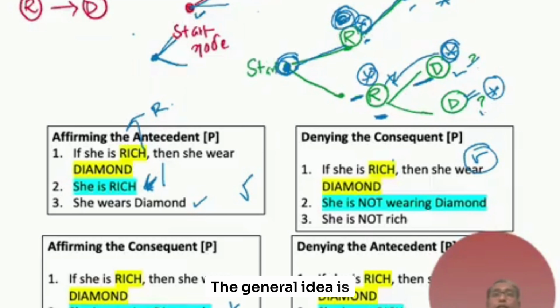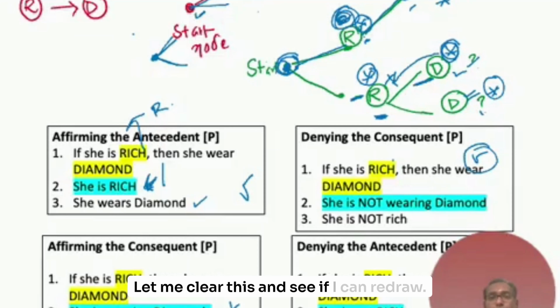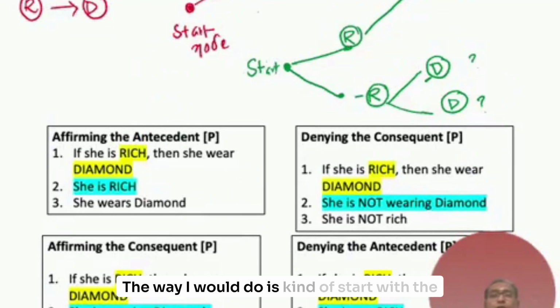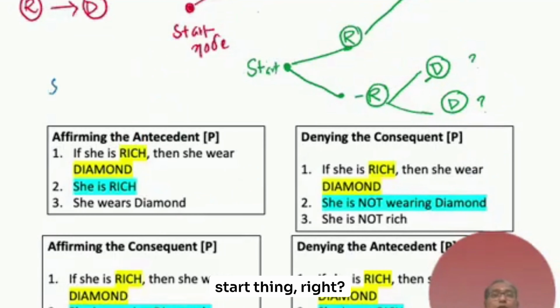The general idea is to draw something like this. Let me clear this and see if I can redraw. Maybe not. The way I would do it is to start with the start thing, a start node.